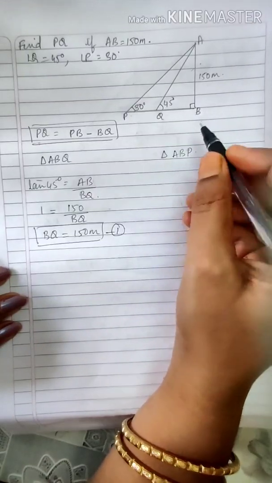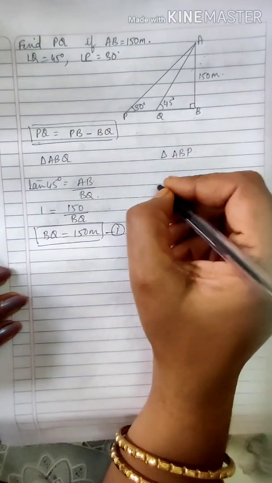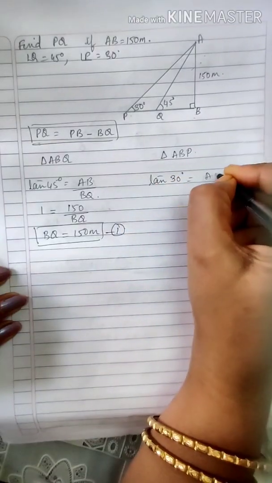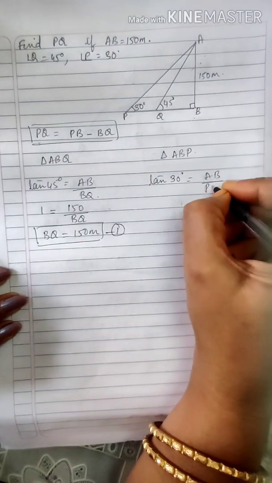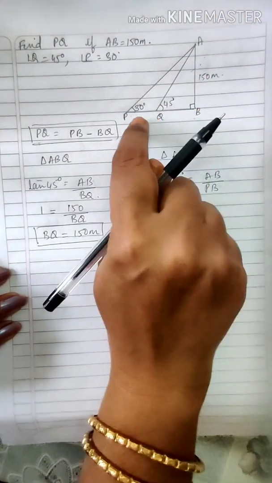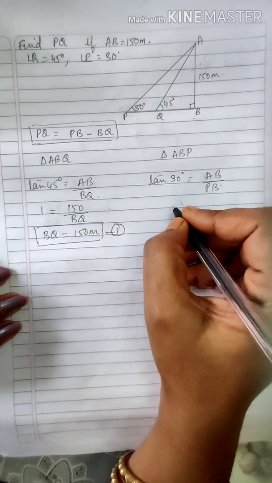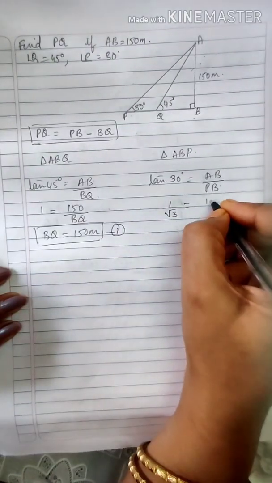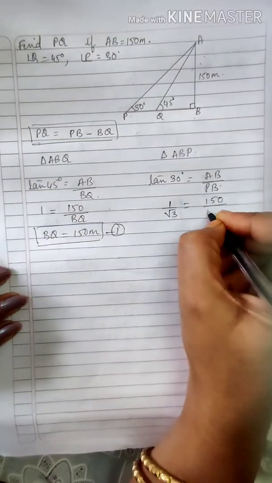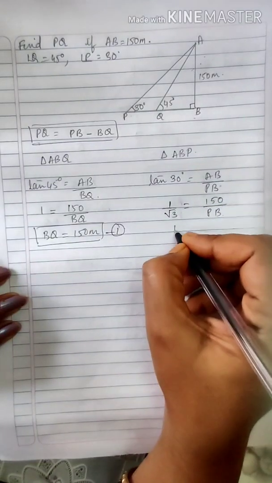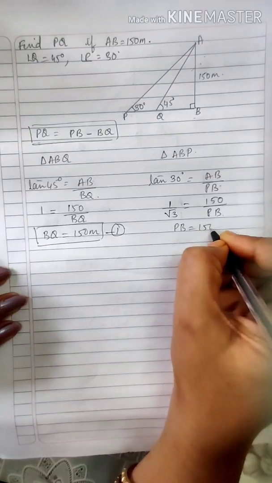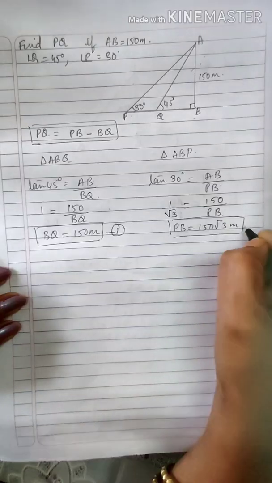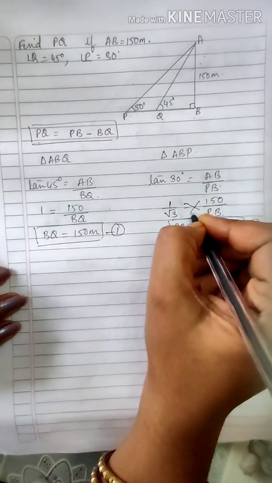Now the next triangle, triangle ABP. Here we will form the ratio tan 30 is equal to AB upon PB. AB is your perpendicular and BP is the base. So tan 30, you know the value, 1 by root 3 is equal to 150 upon PB. Now PB will be equal to 150 root 3 meter. So you get the next equation also.